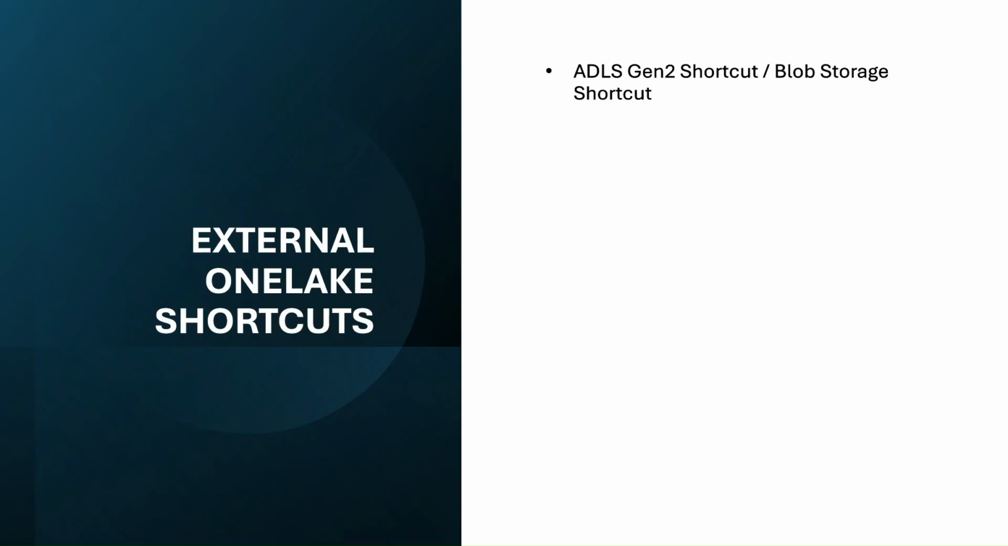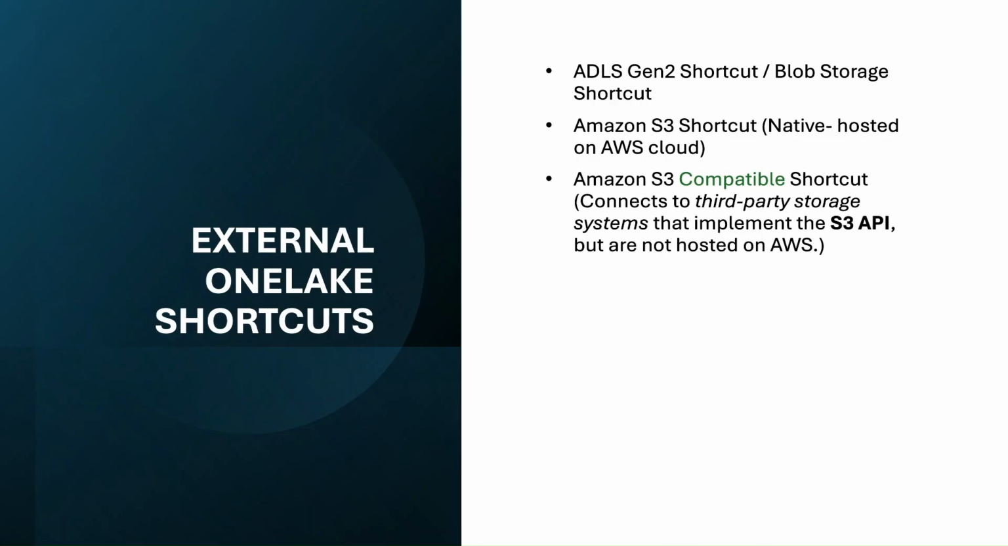With external OneLake shortcuts, you can reference data on ADLS or on blob storage, or Amazon S3, that is natively hosted on the AWS cloud. And there is another one, Amazon S3 compatible shortcuts, that connects to third-party storage systems that implement the S3 API but are not hosted on AWS. So that's the difference between the two: the Amazon S3 shortcut is hosted on the AWS cloud, but the Amazon S3 compatible shortcut is not hosted on AWS, and just implements the S3 API.